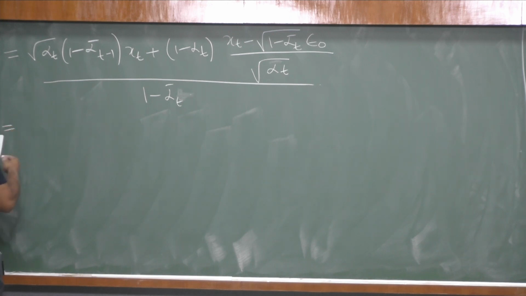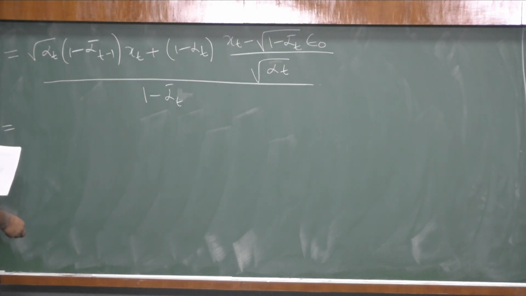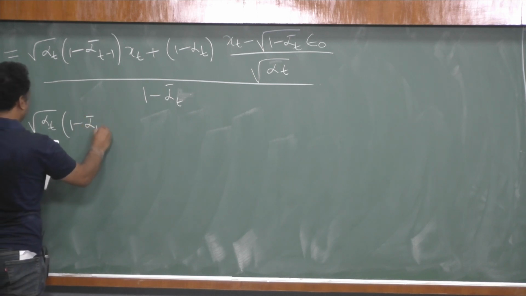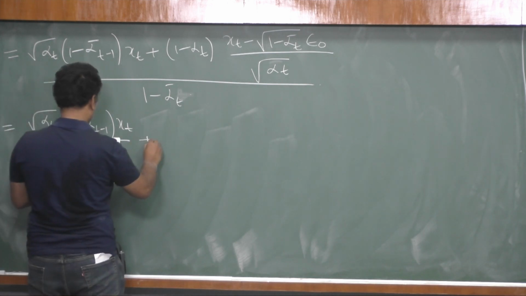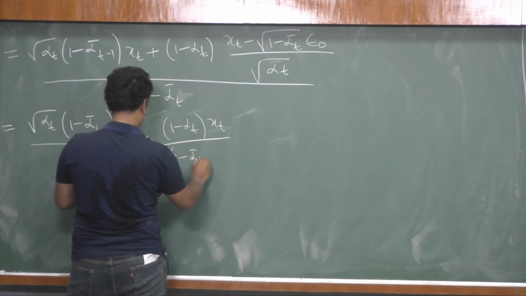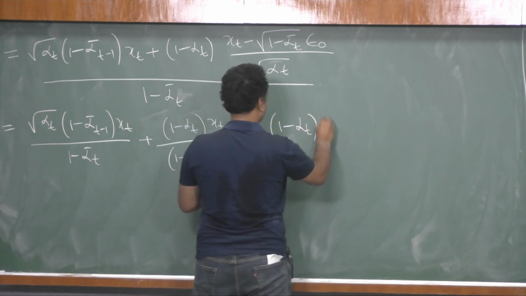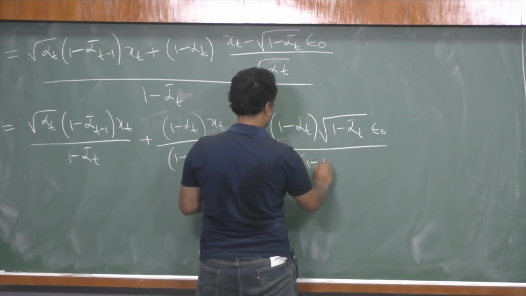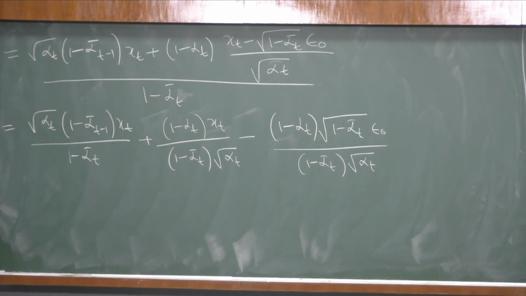Now what we'll do is that we will separate out these three terms. So this is square root of alpha t (1 minus alpha bar t minus 1) xt divided by 1 minus alpha bar t, plus (1 minus alpha t) xt divided by (1 minus alpha bar t) square root of alpha t, minus (1 minus alpha t) square root of 1 minus alpha bar t epsilon naught divided by (1 minus alpha bar t) square root of alpha t. So we have split these three terms, okay?